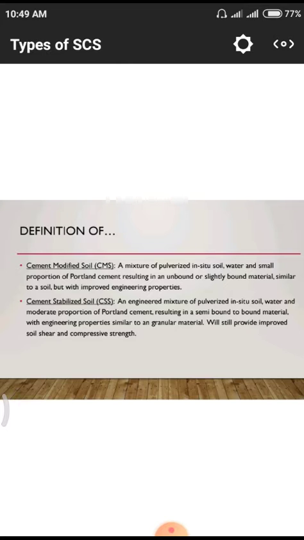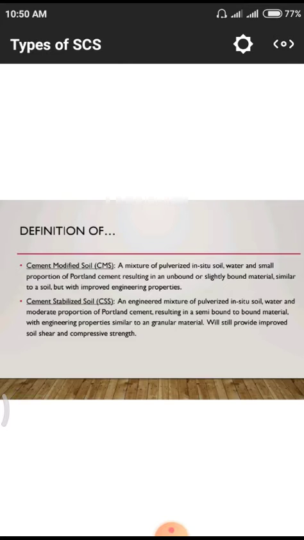If we add cement and the material is already bonded with another material, there will be no bond between the cement and the surrounding soil. So the existing material must be unbonded. Then only the cement will bond with the surrounding material and give the required strength.